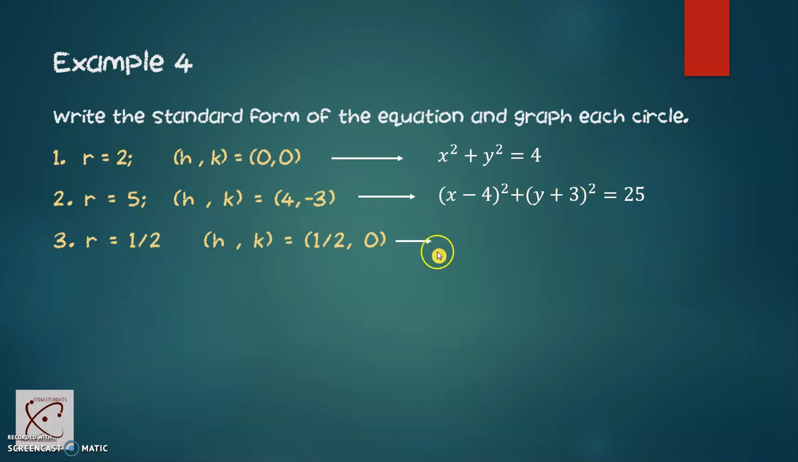And for number 3, r is equal to 1/2, h, k is 1/2 and 0. Our standard form of the equation is quantity x minus 1/2 squared plus y squared is equal to 1/4. So, 1/2 squared is equal to 1/4. So, here, it becomes y minus 0. So, y minus 0 is y. So, just y. And let's graph these givens.